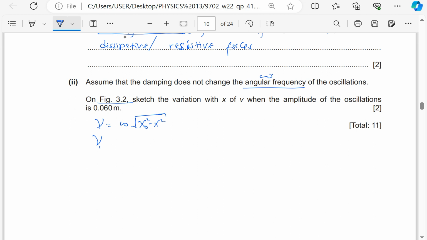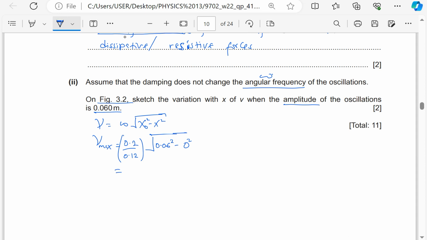So maximum velocity is equal to omega. I always want to use the previous value, which was 0.2 over 0.12. That was omega times the square root of x naught. Because the amplitude has changed to 0.06, x naught is going to be 0.06 squared minus x squared, and this is going to be 0. When the velocity is maximum, v is maximum when displacement is 0.